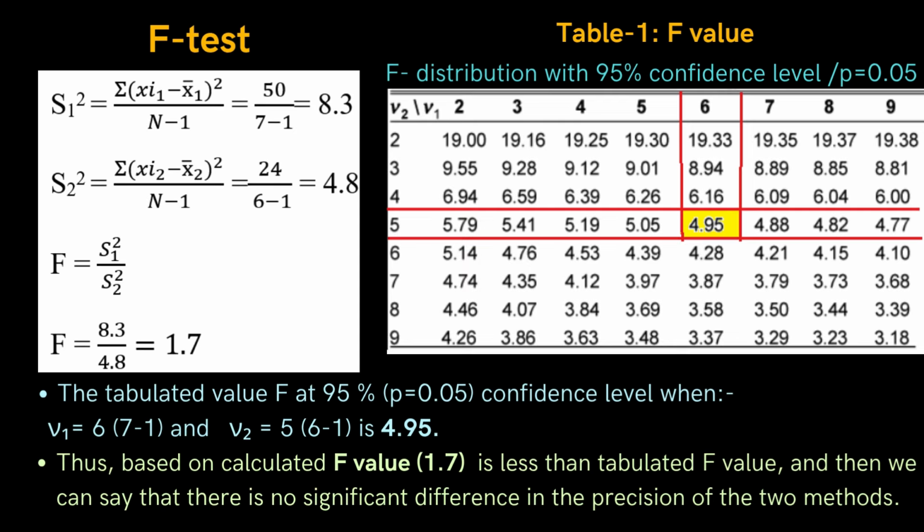Next, we will compare the F calculated value 1.7 with the tabulated value given in the table. The tabulated value of F at 95% confidence level, when V1 is 6 and V2 is 5, is 4.95. Thus, since the calculated F value is less than the tabulated value, we can say that there is no significant difference in the precision of the two methods.